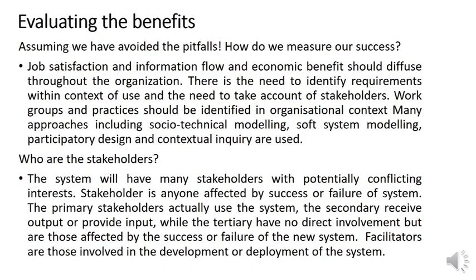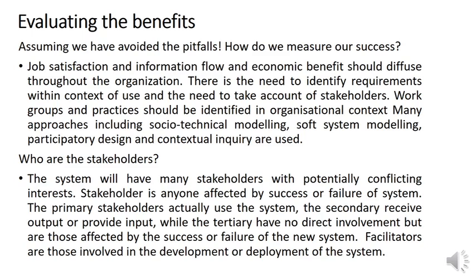So who are the stakeholders? In the system, we have many stakeholders with potentially conflicting interests. A stakeholder is anyone affected by the success or failure of the system. The primary stakeholders actually use the system. The secondary receive output or provide input, while the tertiary have no direct involvement but are affected by the success or failure of the system. Facilitators are those involved in developing or deploying the system.